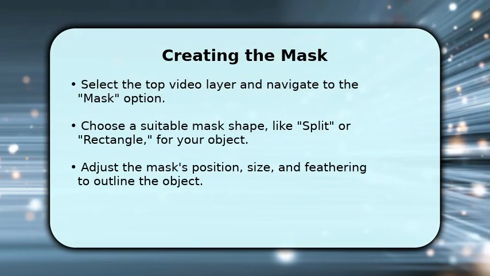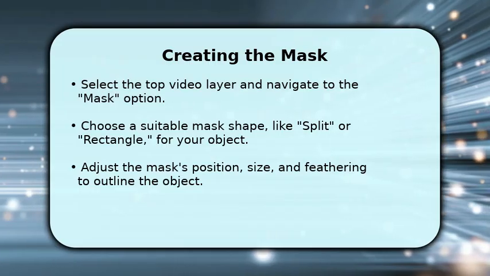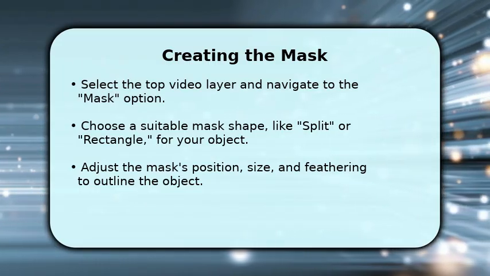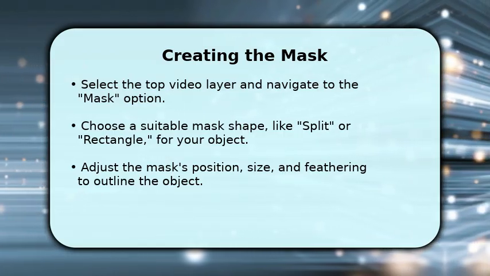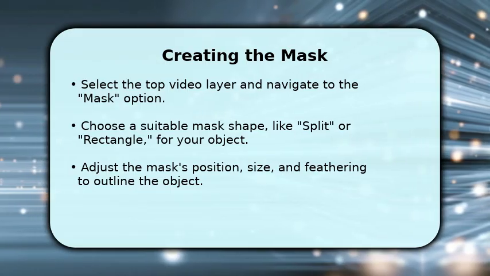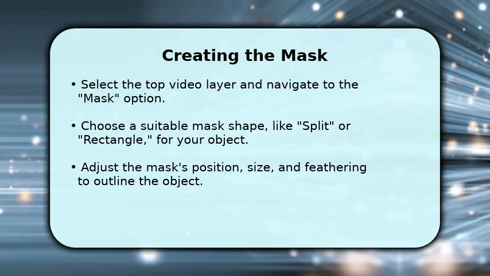Now select the top video layer on your timeline. Look for the mask option within Capcut's editing tools. Here, you'll choose a mask shape that best fits your object. Options like split or rectangle are often effective starting points.